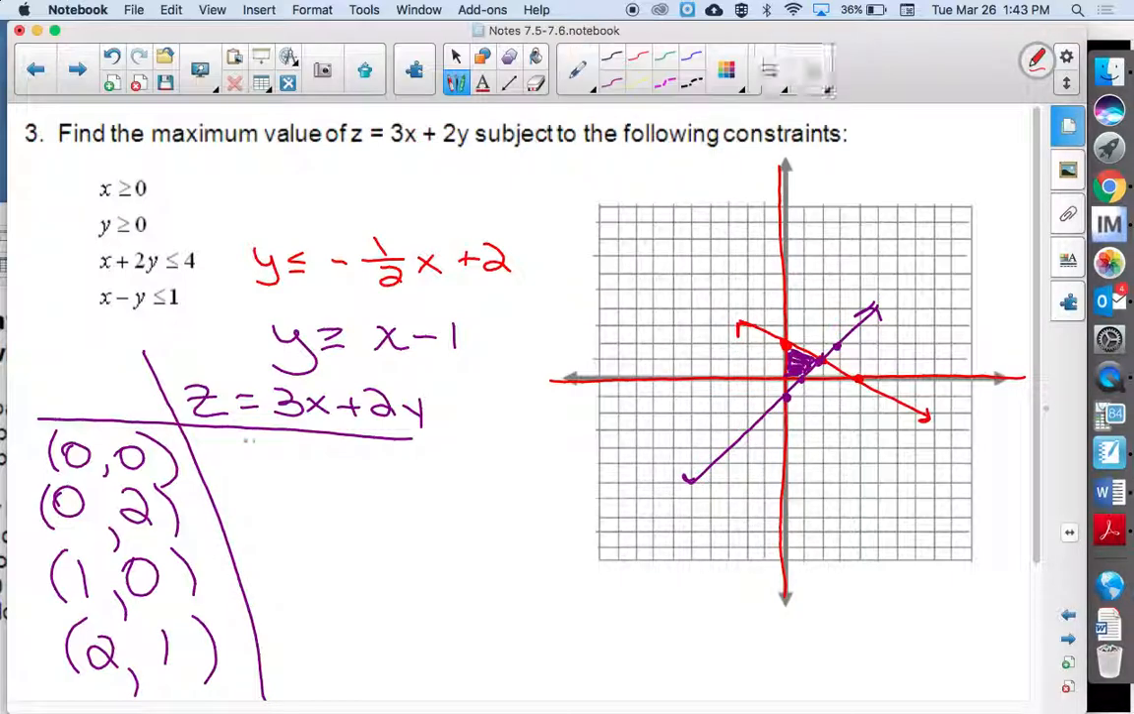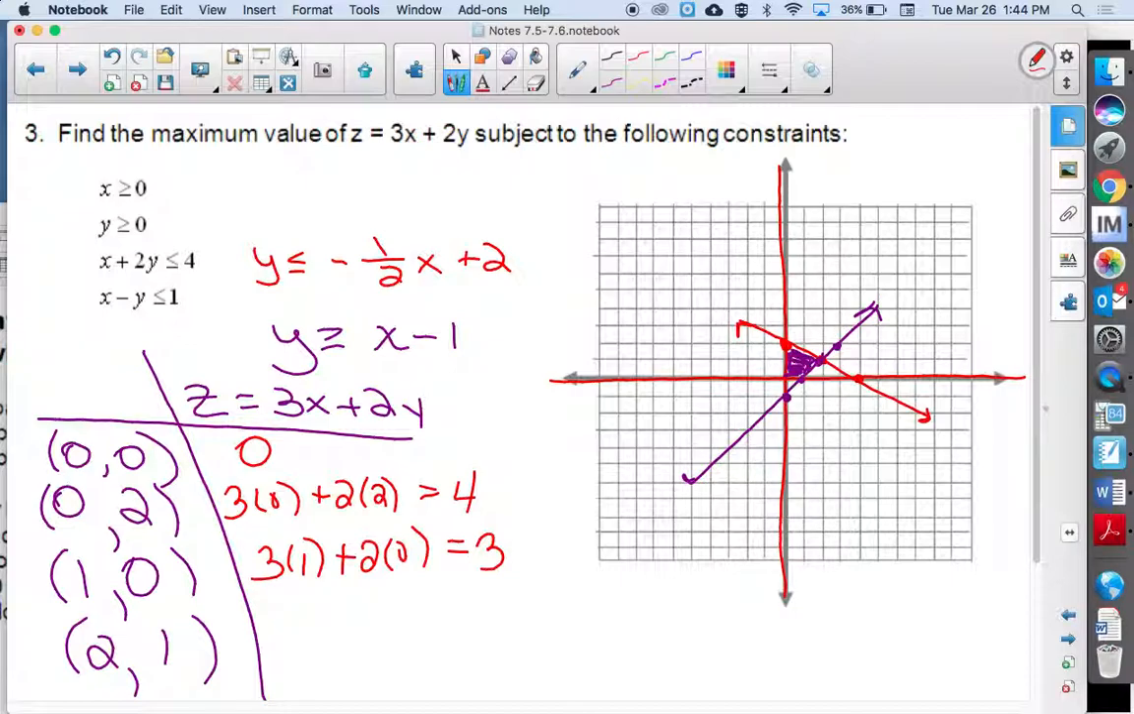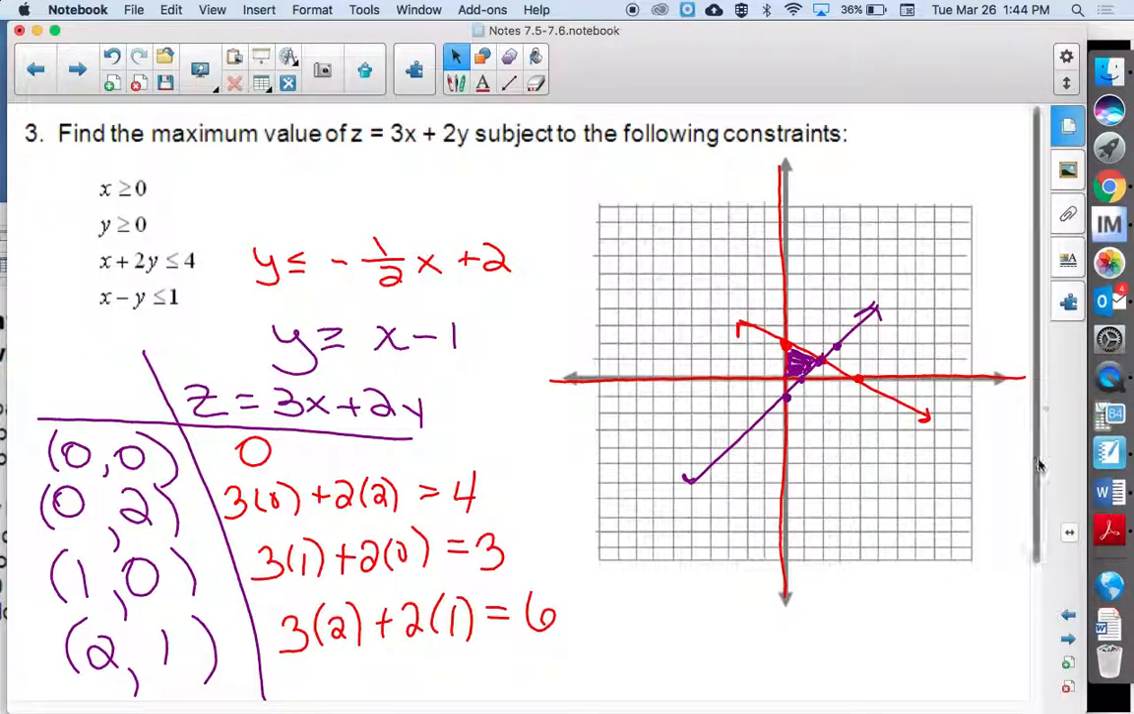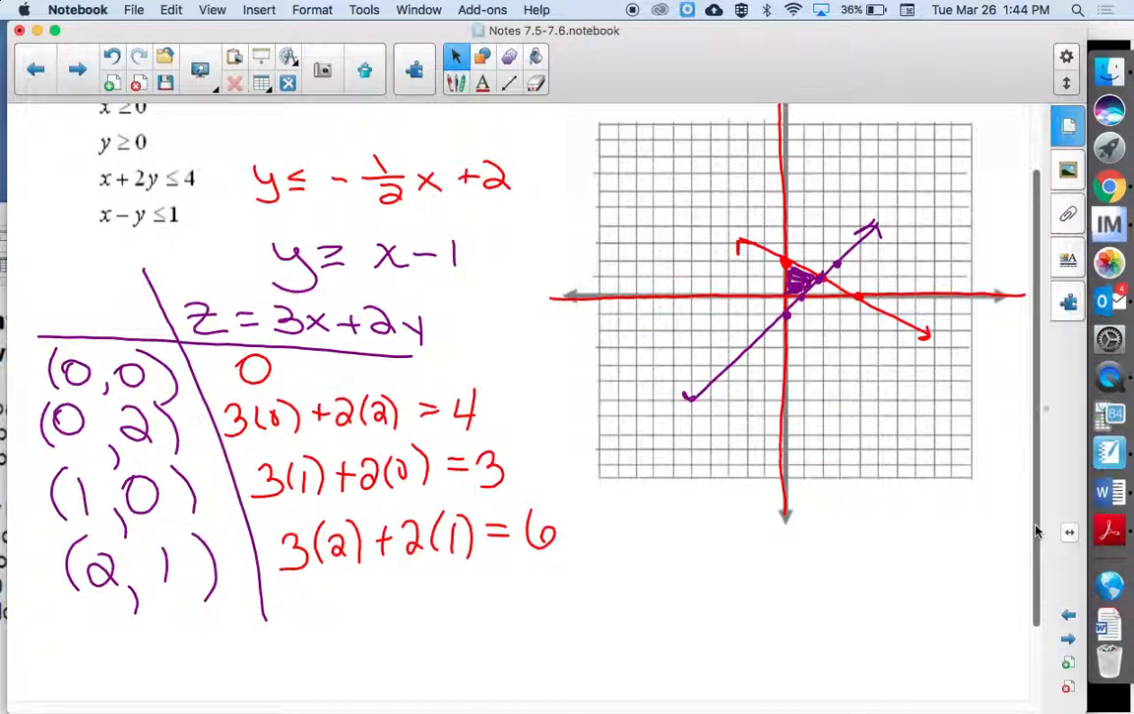So 0, 0 would obviously give us a 0. If you plug in the 0, 2, I have a value of 4. So if that 4 was my profit, I'd be saying that I'm having a profit of $4 if we were talking about money and objects that we were making. The point 1, 0 would give me a profit or a maximum value of 3. And then the last one, the point 2, 1, would give us a value of 6. So since it wanted the maximum value, the max only occurs at one of those 4 points. It'll never be in the middle.